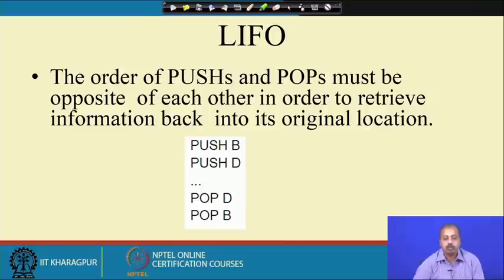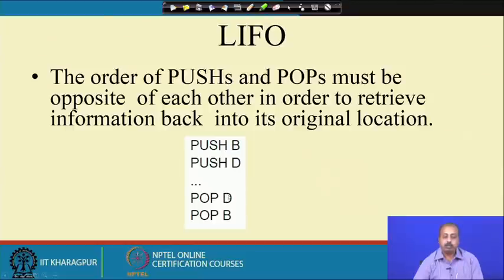The order in which push and pop are executed must be opposite of each other. Otherwise the values retrieved will not be the same. Like here, if you have done push B, push D, and at the end you want the D value that was there at this point back, since D might have been modified by the code, then I should do a pop D.